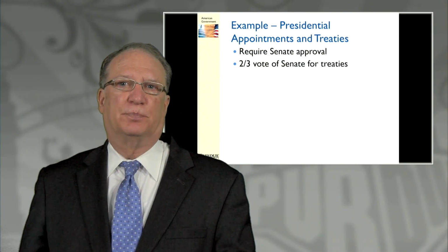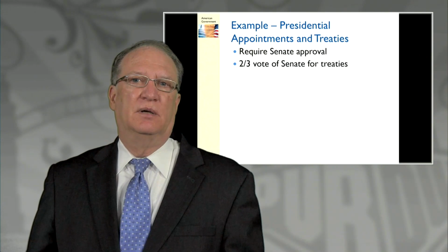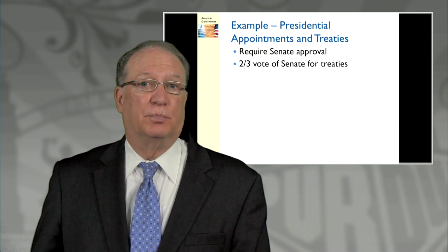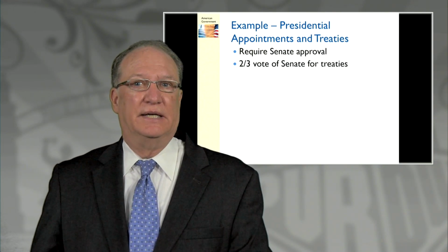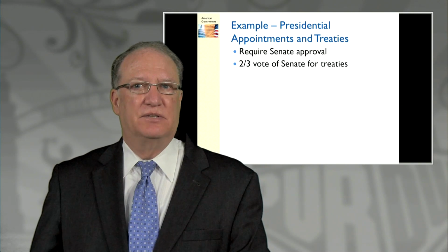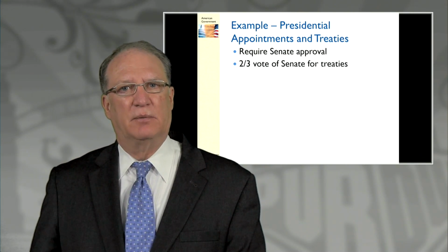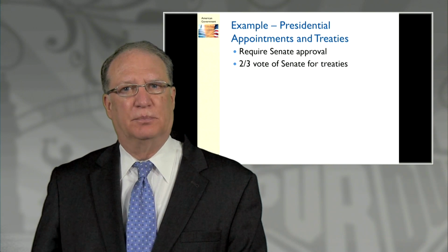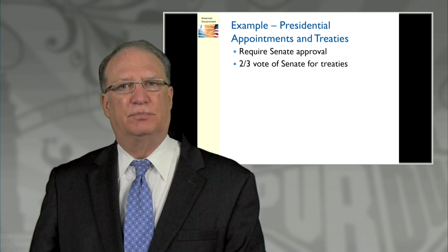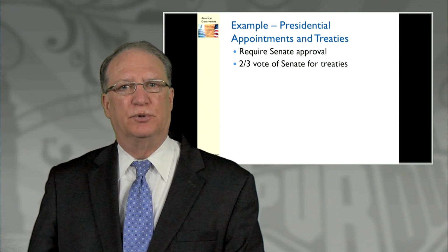Another example is presidents can make appointments, but the Senate is required to approve those appointments. The president can make treaties, but they require a 2/3 vote of the Senate. Now notice here we're not talking about the House. This is the power given only to the Senate to approve presidential appointments and to approve treaties.